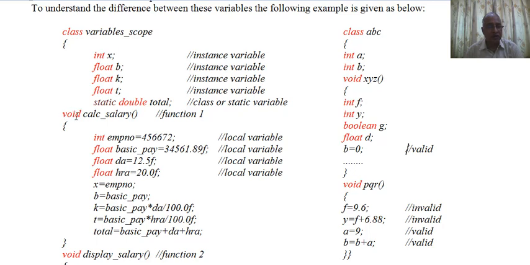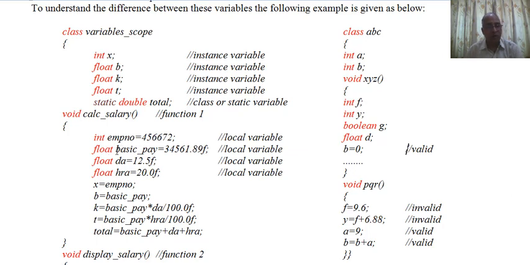Now this is a function, void calcSalary. What is this function actually doing? It is calculating the salary of a person, of an employee. So this is the first function, void calcSalary, function 1. In this we have another variable, int empNumber, employee number 456672, which is called a local variable. Why is this a local variable? Because this variable has been declared inside the function calcSalary. Then float basicPay 34561.89. So this is the basic pay variable, which is of float type.